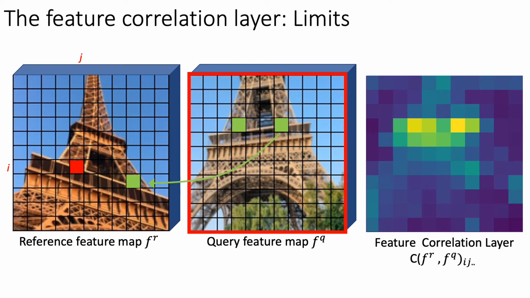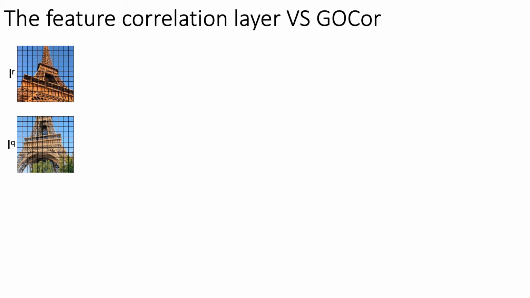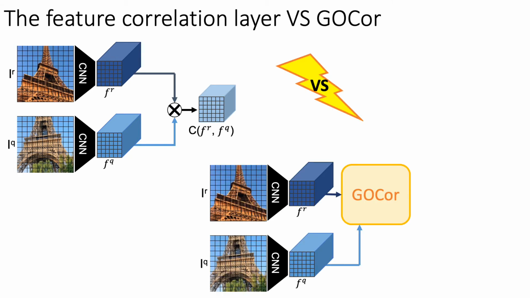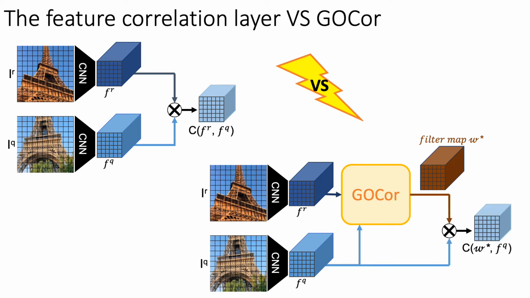In our work, we set out to design a correlation module that can exploit this extra information. More formally, in the feature correlation layer, the reference feature map is correlated with the query feature map to obtain the final correspondence volume. In GOCor, we instead generate a tensor W that we call the filter map. The filter map is then applied to the query features to obtain the final correspondence volume C. GOCor can thus be integrated in any architecture as a direct replacement to the feature correlation layer.